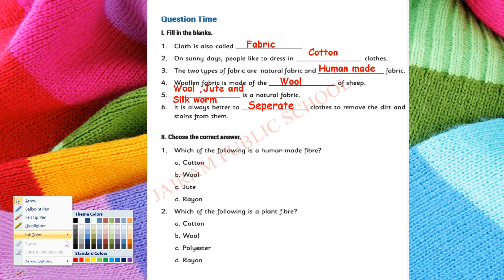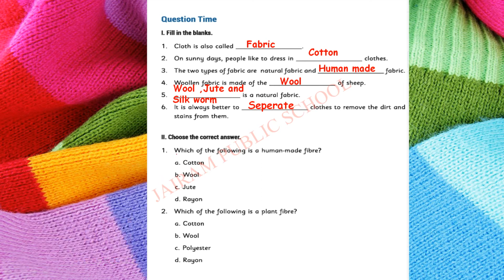Children, listen. Which of the following is the human-made fiber? They have given four options here: cotton, wool, jute and rayon. Which one is the correct answer for the human-made fiber? Very good. Okay, rayon is the correct answer. So you can tick this answer.